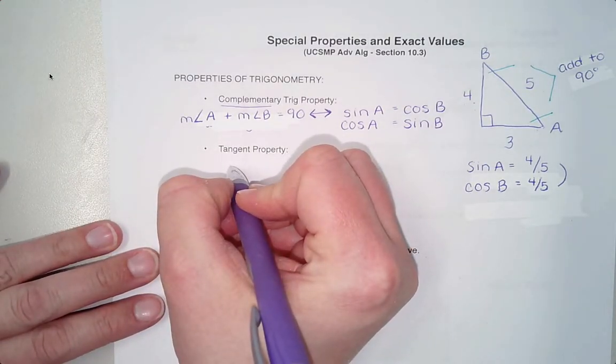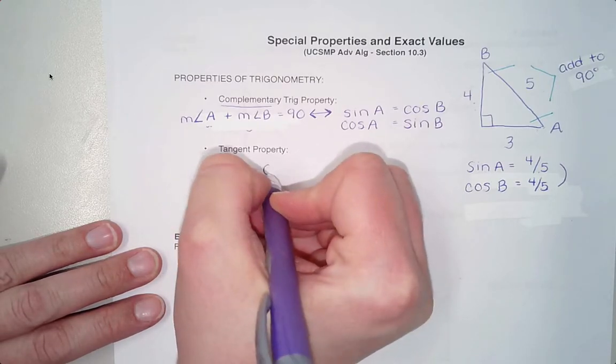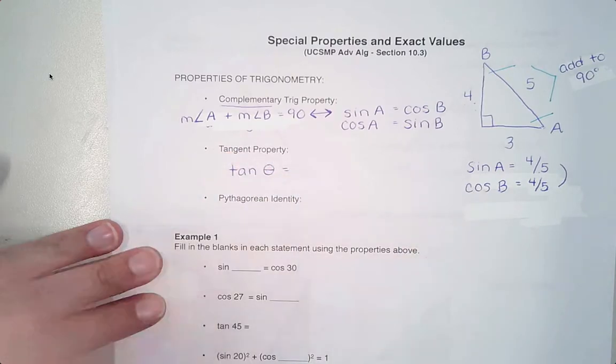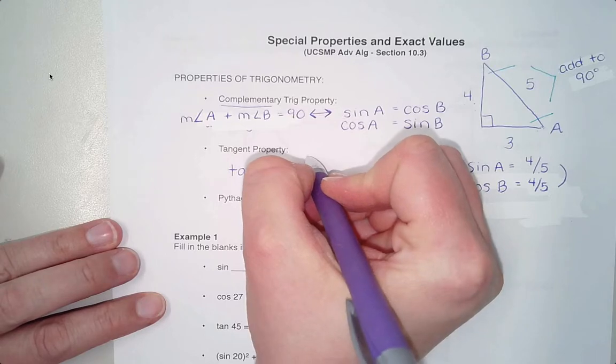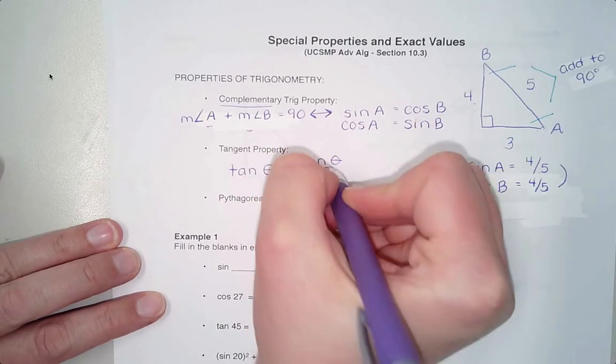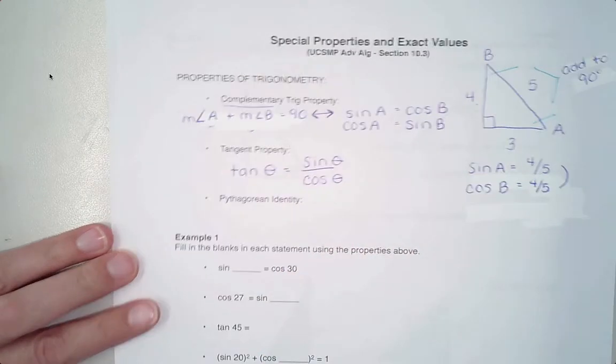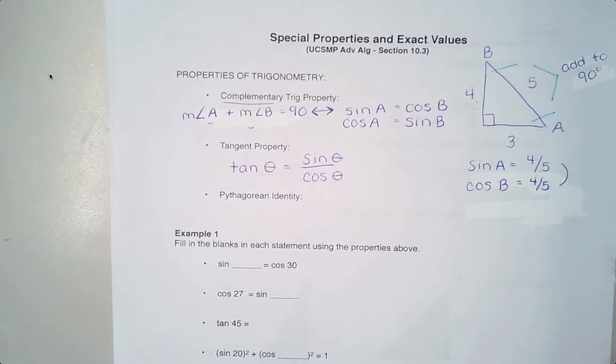The tangent property says that you can find the tangent of an angle, and we already know that tangent of an angle is opposite over adjacent, but you can also do the sine of the angle divided by the cosine of the angle. Sine over cosine equals tangent, okay?